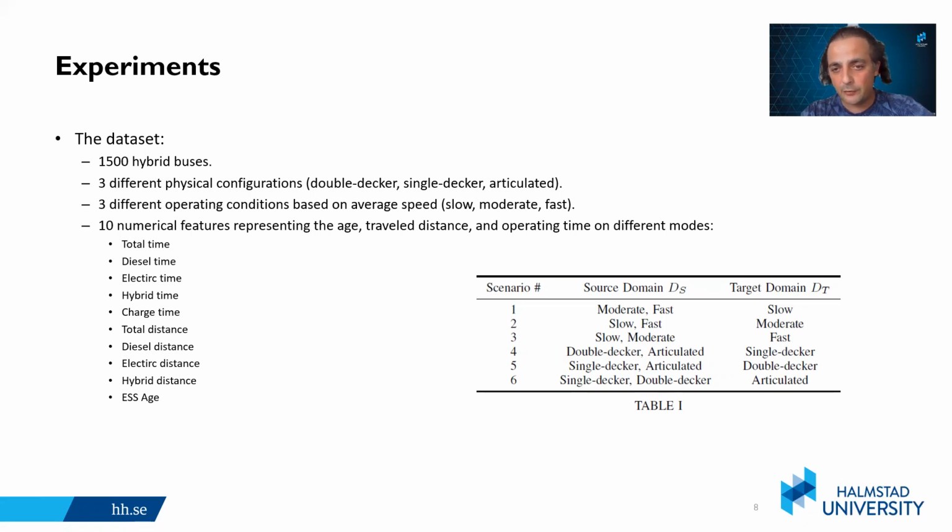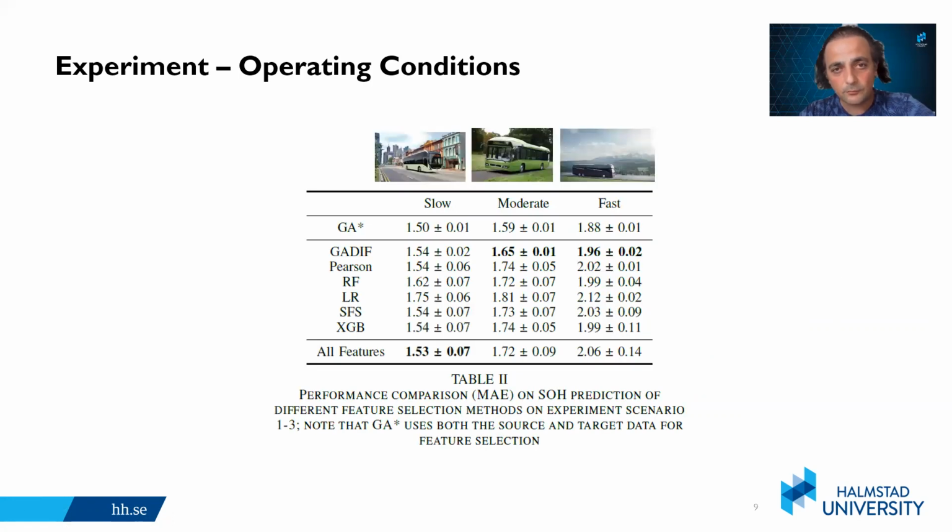In each of these scenarios, we will be training with 2 source domains and testing on the target domain, and we will not have the labels of this target domain, and we have 6 scenarios overall. The input features represent the time and distance traveled on different modes. So we have diesel, electric, hybrid, and we have also the charge time. In addition, we have the age of the battery that is mounted on the bus.